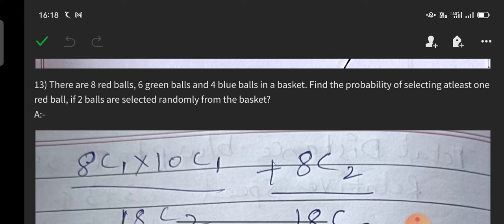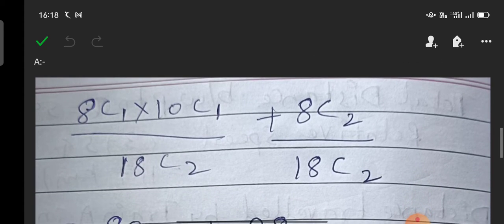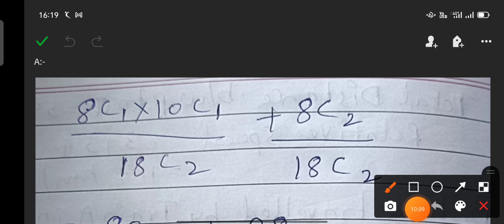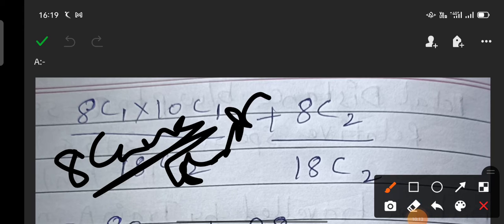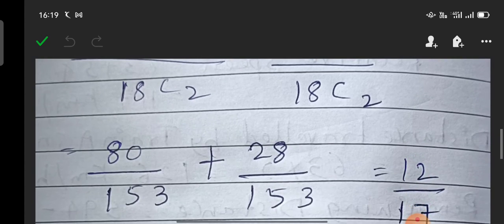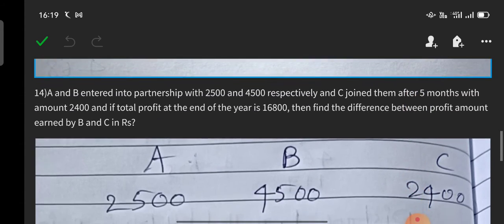Coming to 13th question, this is a probability question. If there are 8 red balls, 6 green balls, 4 blue balls in a basket, find the probability of selecting at least one red ball if 2 balls are selected randomly from the basket. So 8C1 into 10C1 by 18C2 plus 8C2 by 18C2. 80 by 153 plus 28 by 153, that is 12 by 17.